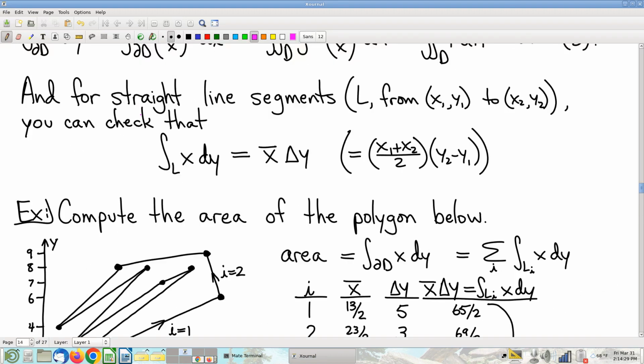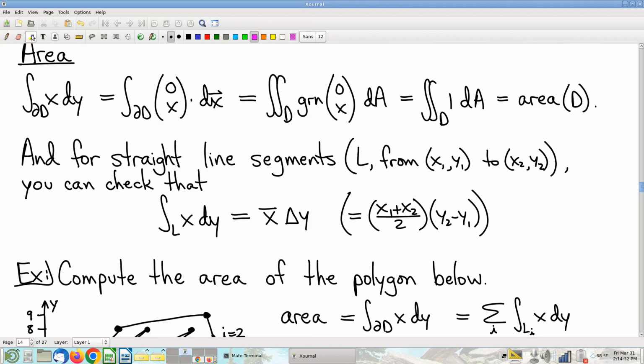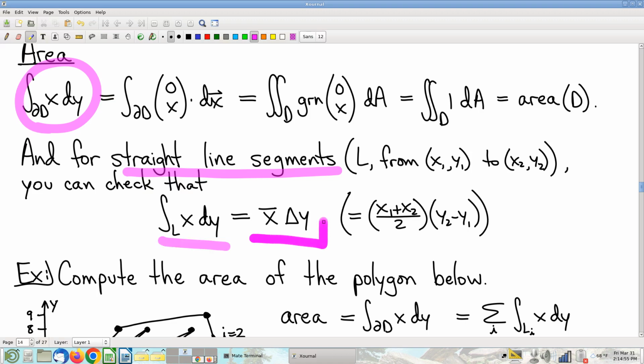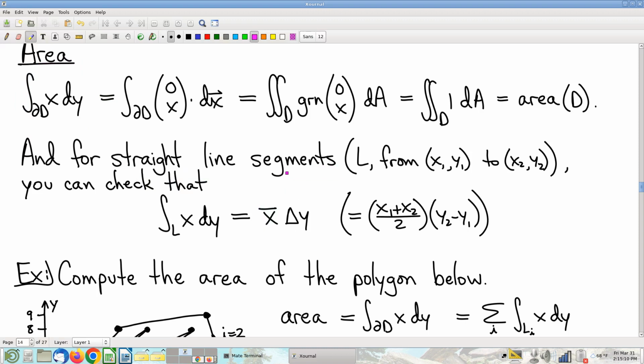And then here's the even better news. This integral, again, you can look at this integral and think, well, golly, that's a bunch of calculus, anti-derivatives I'm going to have to compute, and I'm going to have to parameterize something, etc. On a straight line segment, this only applies to straight line segments, the value of that line integral is a really simple formula. It's the average value of x times the change in y. Really simple. Again, only for straight line segments. But nevertheless, notice that that's what we have here.